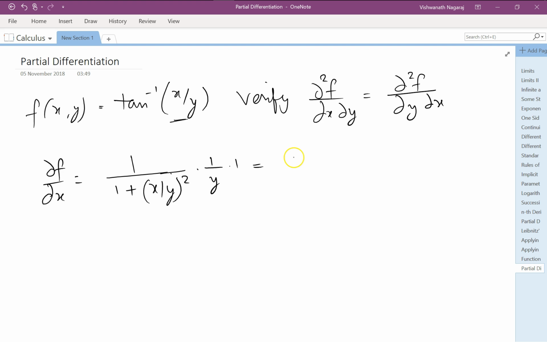How do we simplify this? 1 by, let's take it as 1 plus x square by y square. So now we take LCM. So this becomes y square plus x square by y square. Now which means that this y square can be taken up times 1 by y. And this y and one of this y gets cancelled. So which is y by y square plus x square.